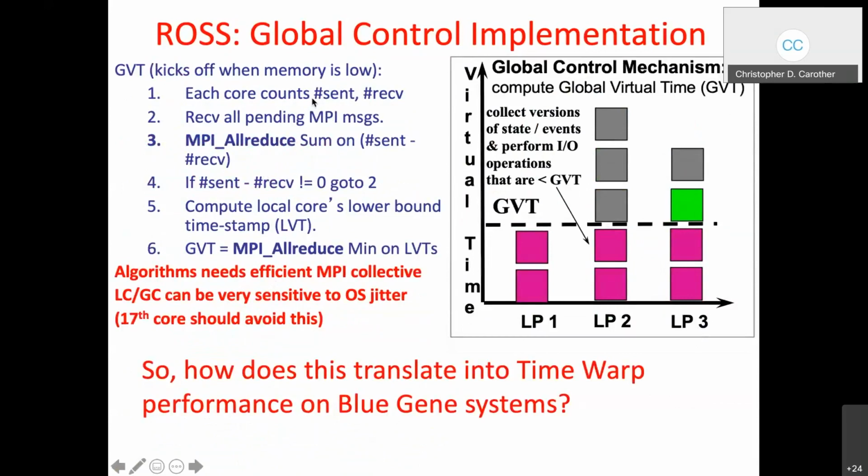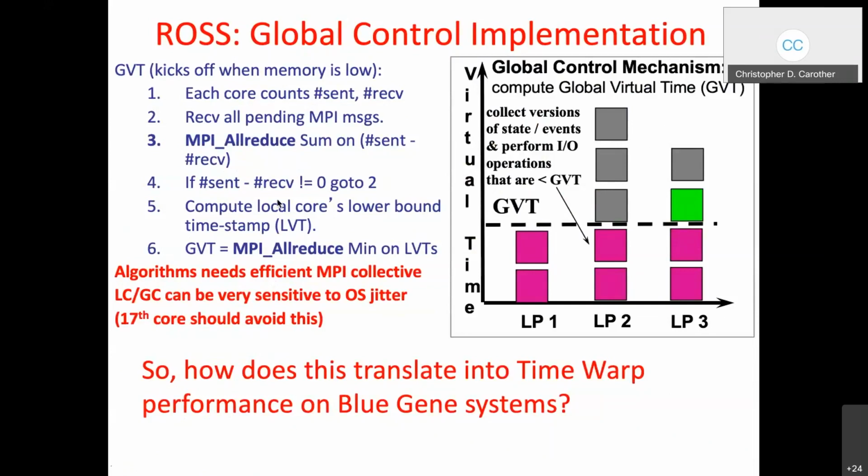But once that's done, we can have all the cores figure out their lower bound timestamp, LVT, based on the smallest processed event from their perspective. Every core of the system does this, and then we'll do another all reduce across all those LVTs, and that becomes the new GVT. So again, collective operations are incredibly important, and having them scalable on the Blue Gene system really improves the performance. So how does this translate to Blue Gene systems?